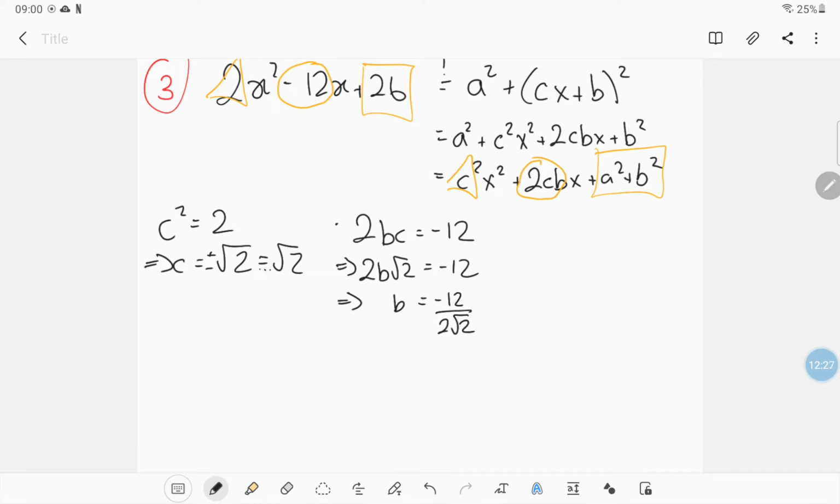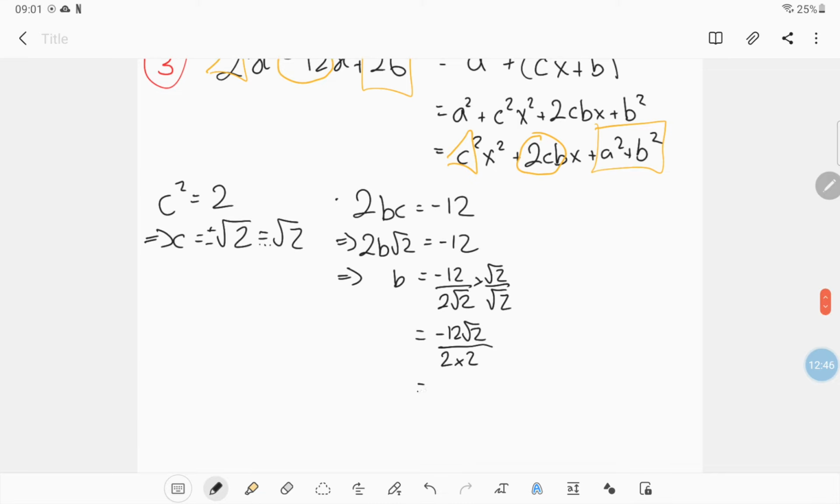And there's different things you can do here. I like to multiply above and below by root 2 just to make it look a bit nicer. So I get minus 12 root 2 over 2, since root 2 by root 2 is 2. And then minus 12 over 4 is minus 3. So I get minus 3 root 2, which is a bit nicer than what we had.